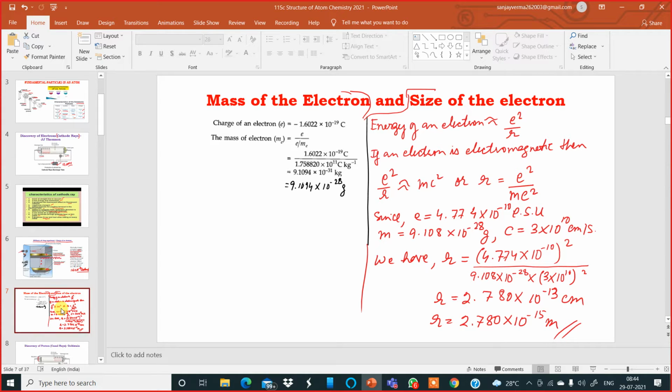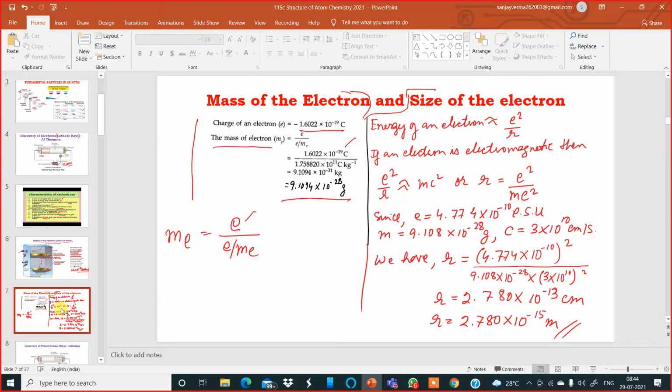After the determination of the charge of an electron, the mass of an electron was calculated by a formula, which is given over here. The mass m_e is equal to the charge of the electron divided by the charge-by-mass ratio, e/m. By applying this formula, the value of e is already known and e/m was determined to be 1.7588 × 10^11 coulomb per kg, and then upon simplification, the mass of an electron was calculated. So you must be able to do down this working.